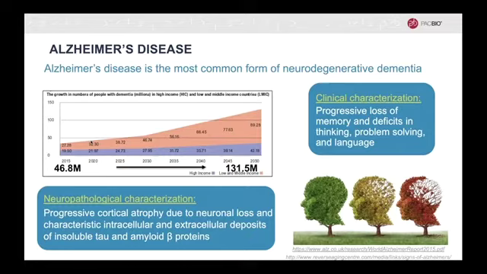Now, I want to spend a few moments first on Alzheimer's disease in itself. So, as most of you know, it is the most common form of neurodegenerative dementia that is caused by progressive cortical atrophy. And the symptoms range from progressive loss of memory and deficit in thinking, problem solving, and language.